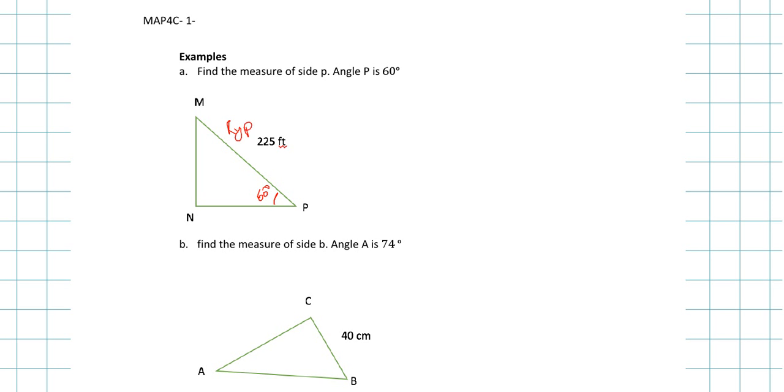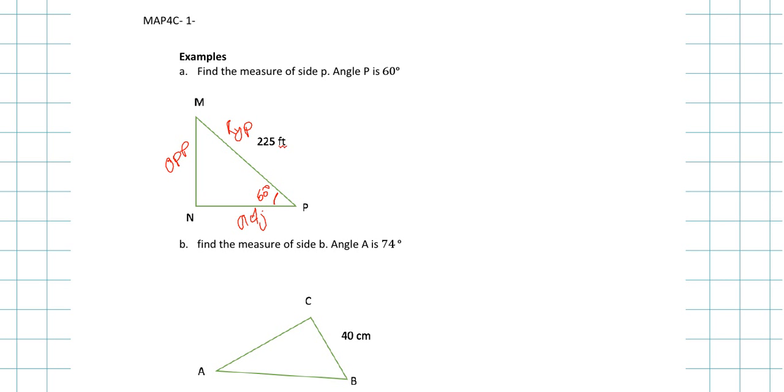Okay, and where is my opposite? P side. So it's the P side, which is MN. And then the adjacent here. Now, what am I given? What am I looking for? What side am I looking for? Opposite, right? Because it's saying side P, right?